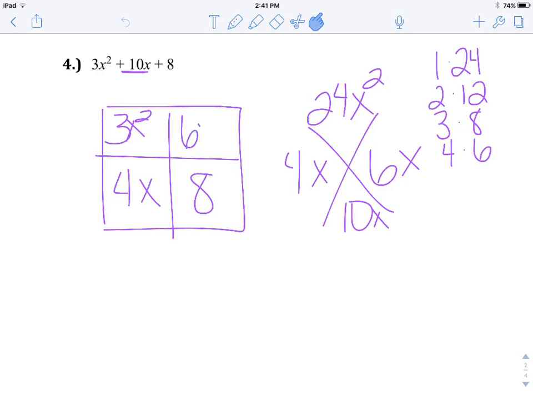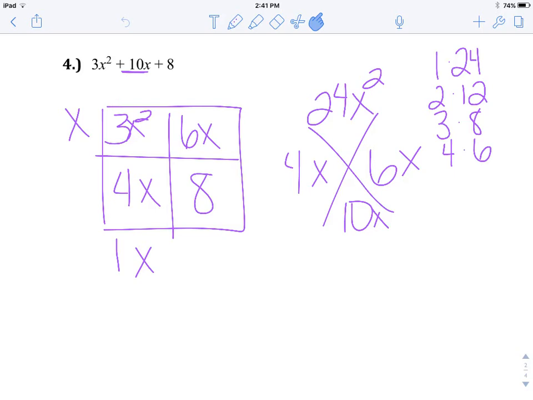So I'm going to plug them into my empty spots, and I'm going to put my x's out on the outside, and then I'm going to look to see what they have in common. So if I look at this first column, I have a 3 and a 4. 3 and 4 have nothing besides a 1 in common. So that number out front of our x is going to be a 1, or you could drop the 1 and just leave it as an x.